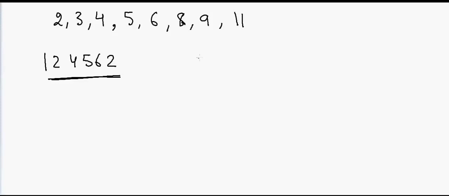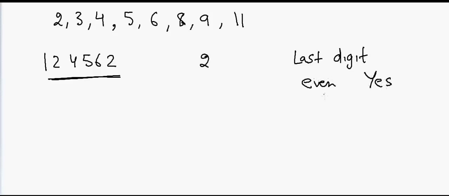For this test it is very easy. We have to look at the last digit, and if it's even, then yes, and if it's odd, then we'll say no. Here we can see that the last digit is 2, so it should be divisible by 2 because it's an even number at the end.